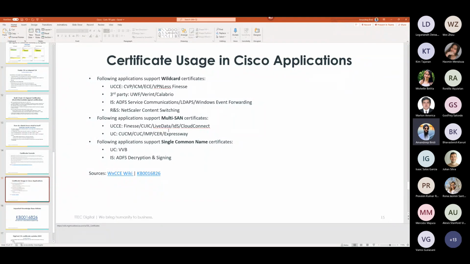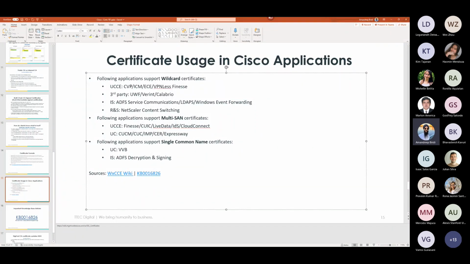Perfect. So next one is certificate usage in Cisco applications. I wanted to summarize the type of cert that's used in each application. And I'm thinking maybe this is where I add the format as well, because it makes sense, right? What format is supported in each application. So wildcard is used in quite a few places, and I've listed the team and the applications they're responsible for the wildcard here.